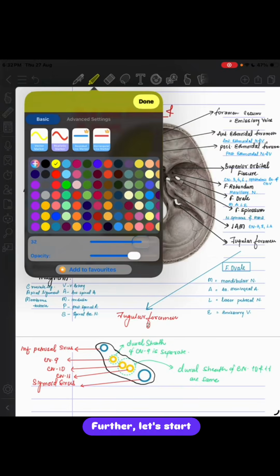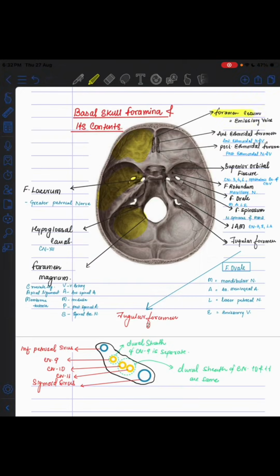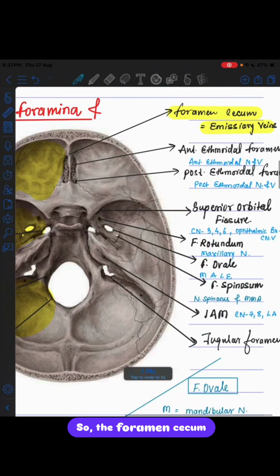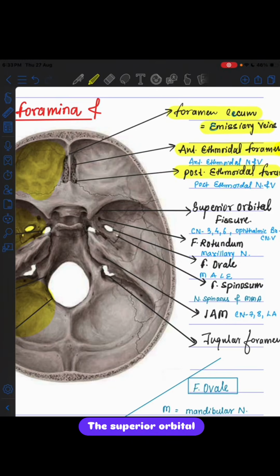The first foramen we have here is foramen cecum, that contains emissary veins. How can we remember this? So the foramen cecum contains an E in it, whereas emissary vein also has an E, so E for E. Further, the second is anterior ethmoidal foramen and posterior ethmoidal foramen, that contain anterior ethmoidal nerves and vessels and posterior ethmoidal nerves and vessels respectively.